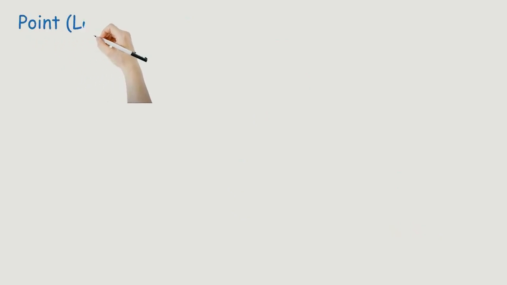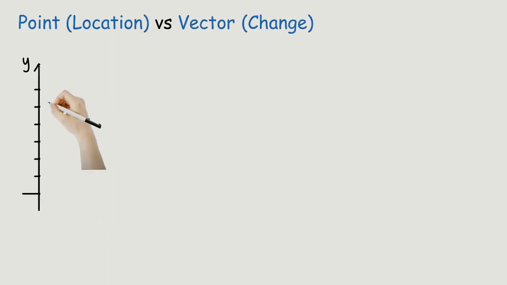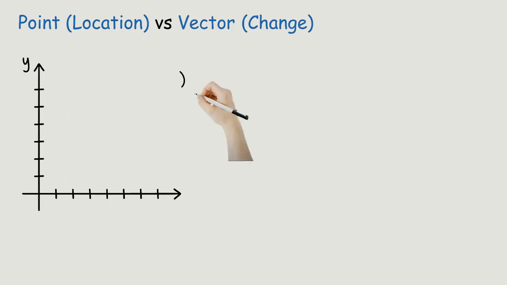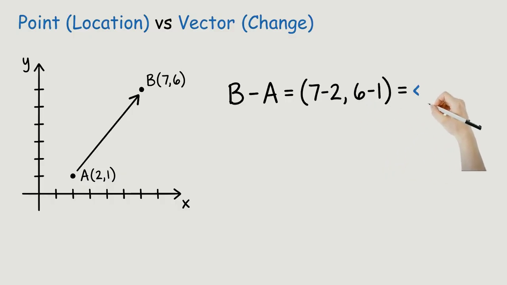Points are different from vectors. A point is a location. A vector is a change between locations. If point A is at 2, 1 and point B is at 7, 6, the vector from A to B is B minus A. Subtract the coordinates. 7 minus 2 gives 5. 6 minus 1 gives 5. So the vector is 5, 5. That means go right 5 and up 5.